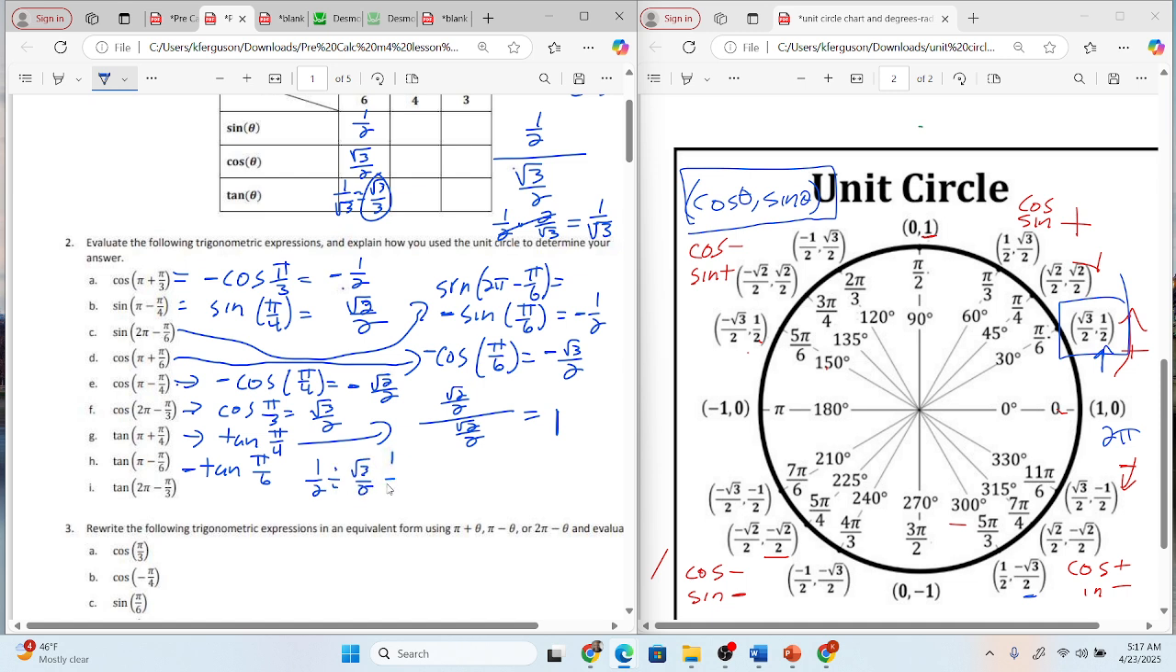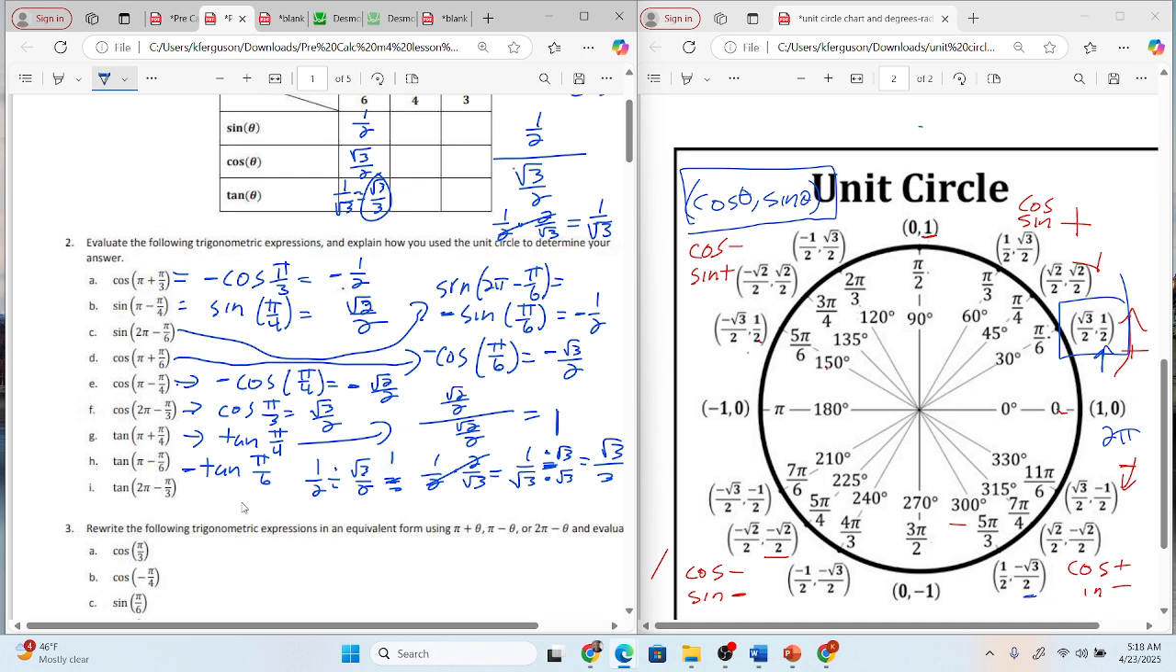And what kind of problem is that? Yep, that is keep, change, flip. So 1/2 times 2 over the square root of 3. And we've done this 100 times. That is 1 over the square root of 3, but I have to rationalize. So I'm going to multiply by the square root of 3 on top and the square root of 3 on the bottom. That gives me square root of 3 over 3.